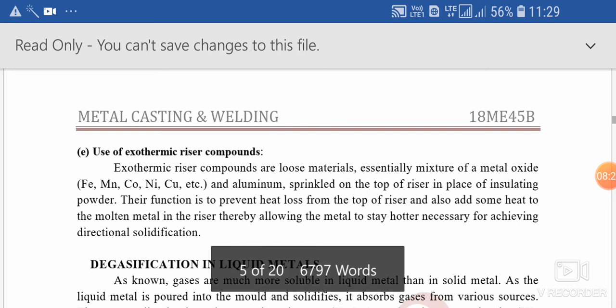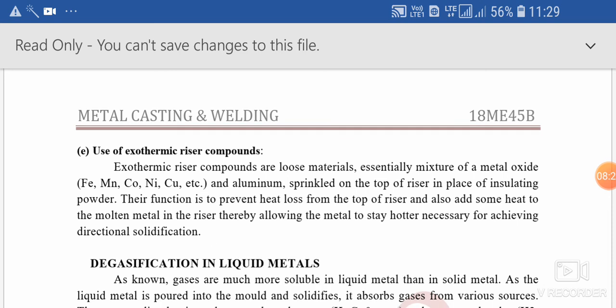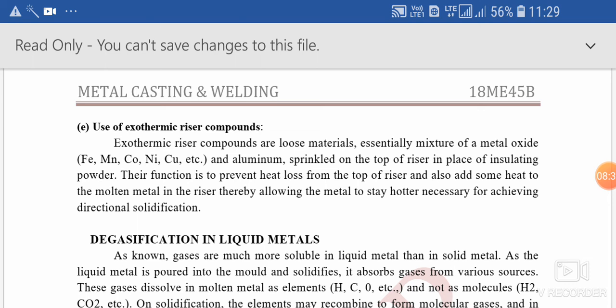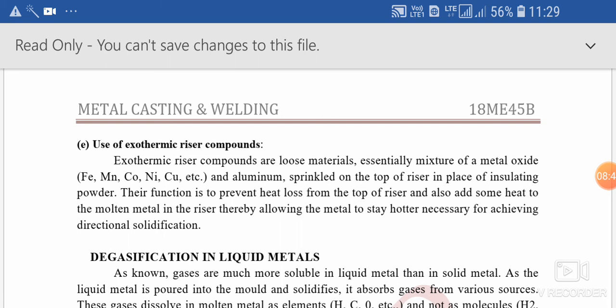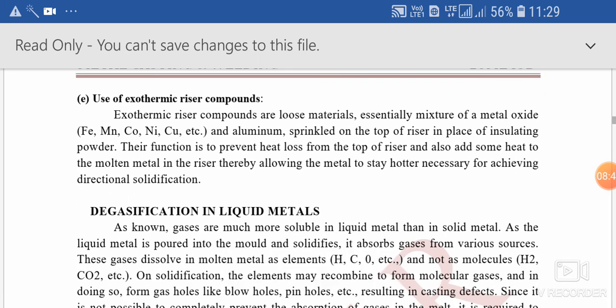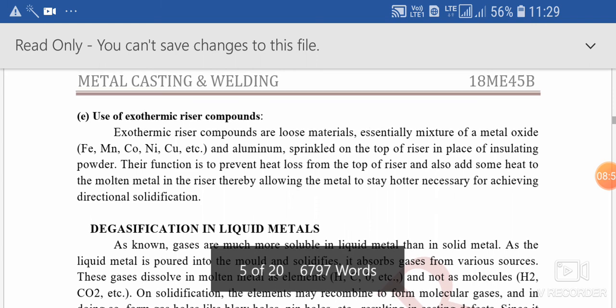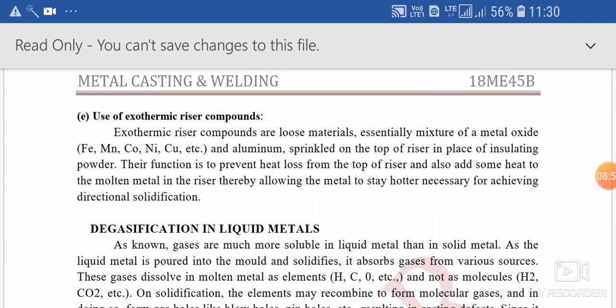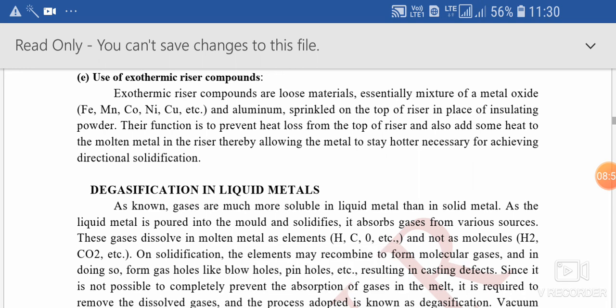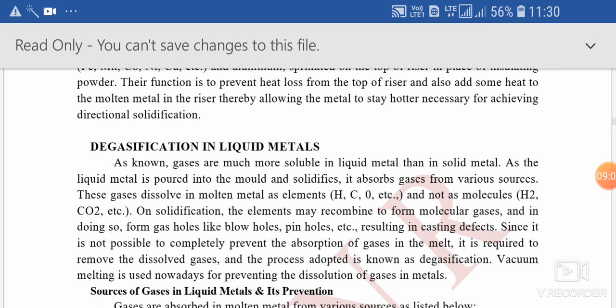So next one, use of exothermic riser compounds. Exothermic riser compounds are loose materials, essentially a mixture of metal oxides such as iron, manganese, cobalt, nickel, copper, and aluminum, sprinkled on the top of the riser in place of insulating powder. Their function is to prevent heat loss from the top of the riser and also add some heat to the molten metal in the riser, thereby allowing the metal to stay hotter, necessary for achieving directional solidification.